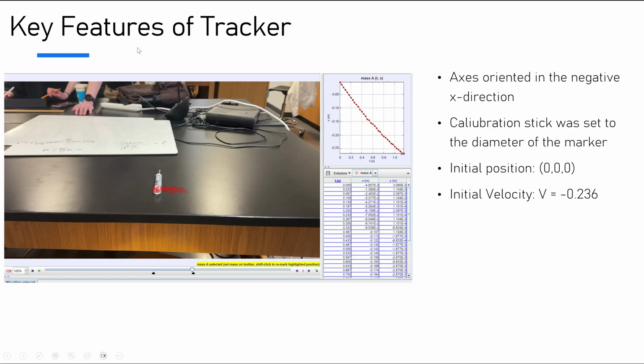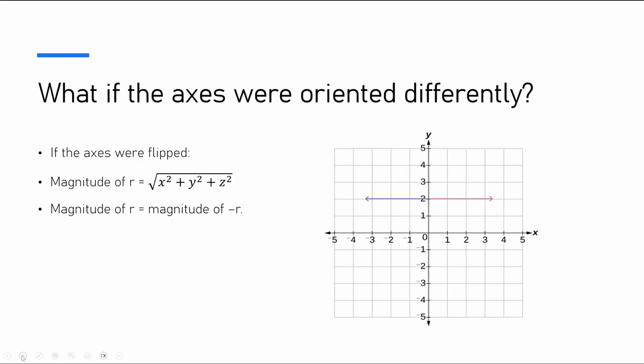We put this video into Tracker, and we oriented the axes in the negative x direction. We used a calibration stick that was set to the diameter of the marker, with the initial position of 0, 0, 0 and the initial velocity of negative 0.236. If the axes were oriented differently, then the magnitude of r would just be negative r. So ours was, an example would be the purple line, but then if we flip the axes, it would be the red line.